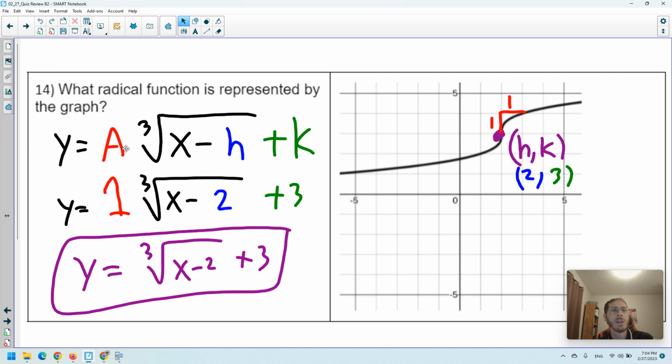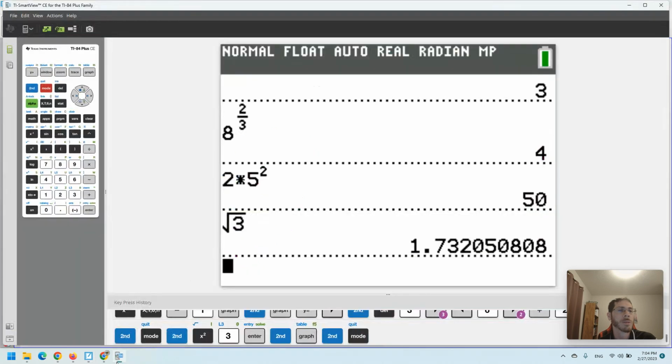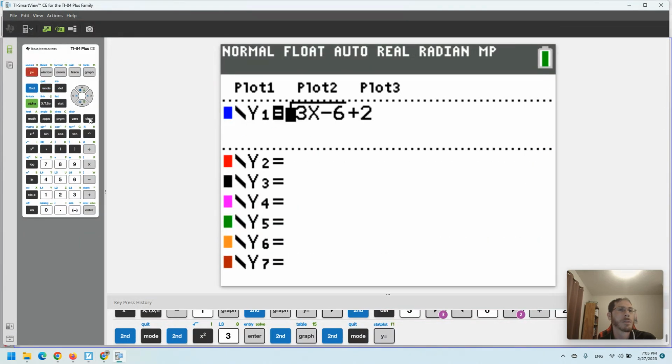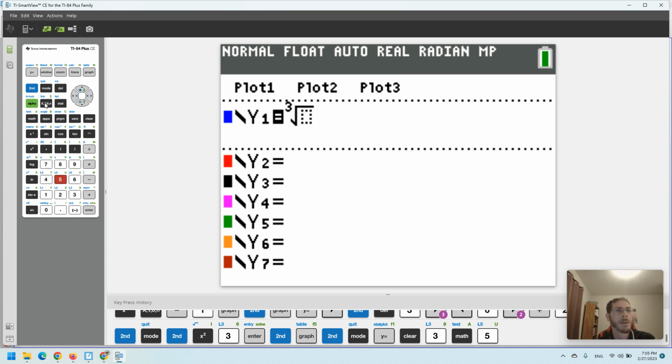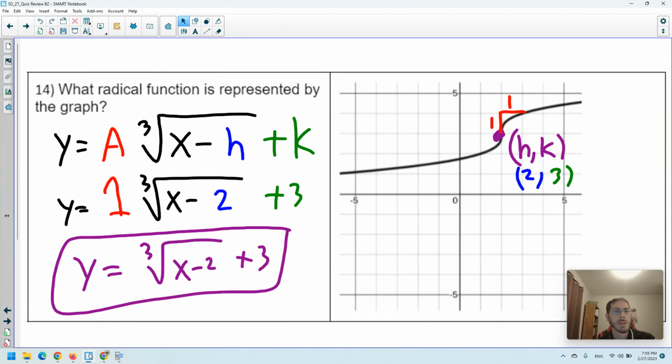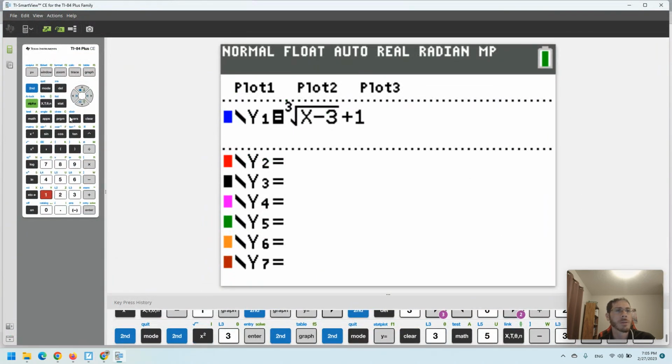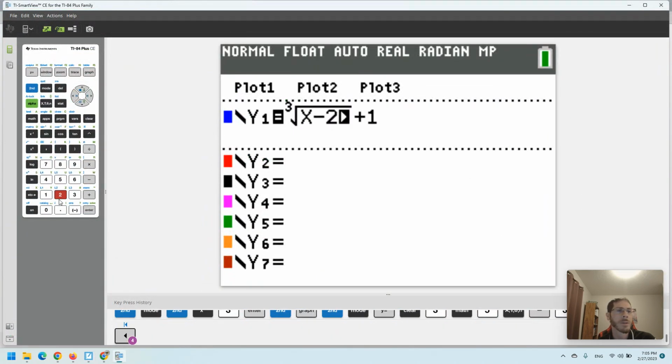Last one we've got then is 14: what radical function is represented by the graph. The way that we would use the calculator here is we would just plug in the final answer and make sure that it matches up with what we've got. So cube root of x minus 2, plus 3. I'm going to clear that out. To do cube root, we can press 3, math, and pick number 5. I think it was x minus 3 plus 1. I'm going to double check again. I keep forgetting. X minus 2 plus 3. Completely off.